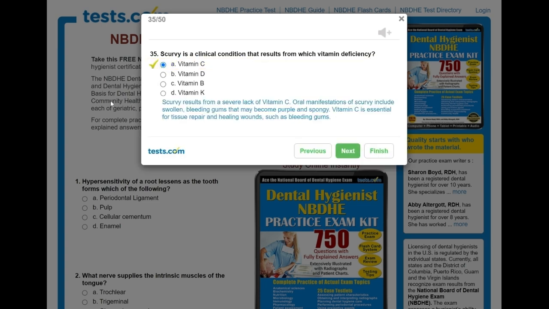A. Vitamin C. Scurvy results from a severe lack of vitamin C. Oral manifestations of scurvy include swollen, bleeding gums that may become purple and spongy. Vitamin C is essential for tissue repair and healing wounds, such as bleeding gums.